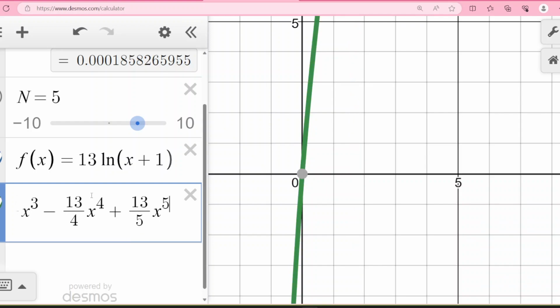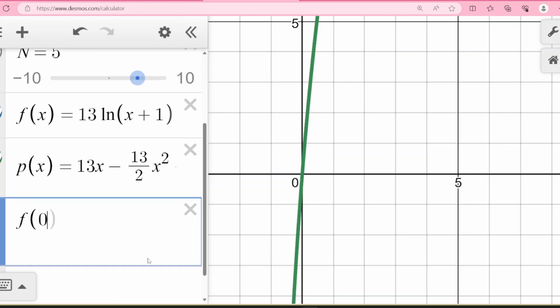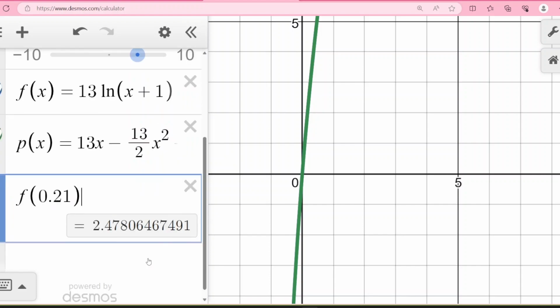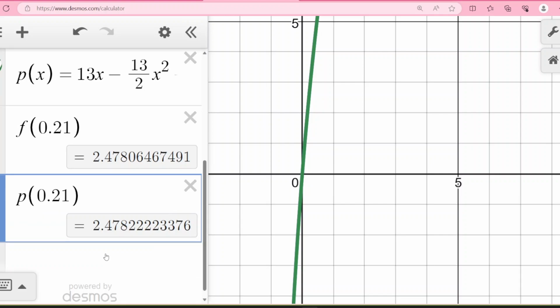So you see how the fifth degree, look at this: blue, green, blue, green, blue, green, blue. This polynomial near x near 0 is very, very close to the function. Now let's see what the value of f at 0.21 is. It's 13 times the natural log of 1.21, 2.478 something. Now look at the polynomial at 0.21. The first 3 decimal places are correct.